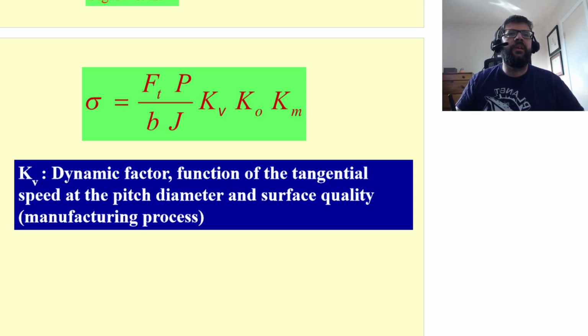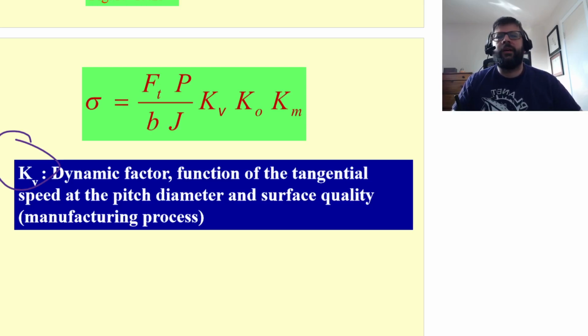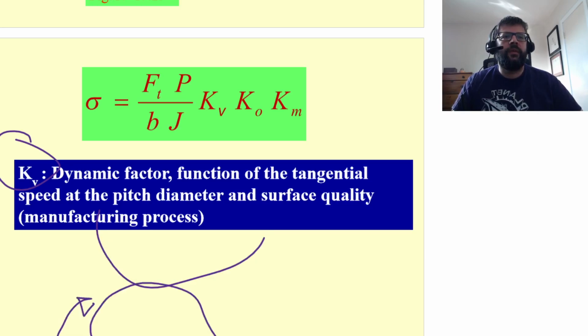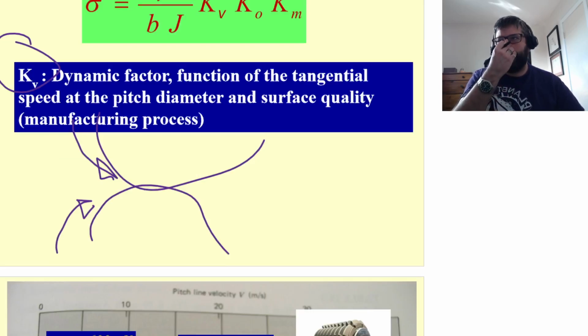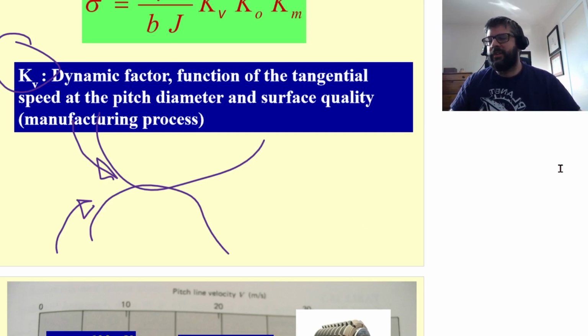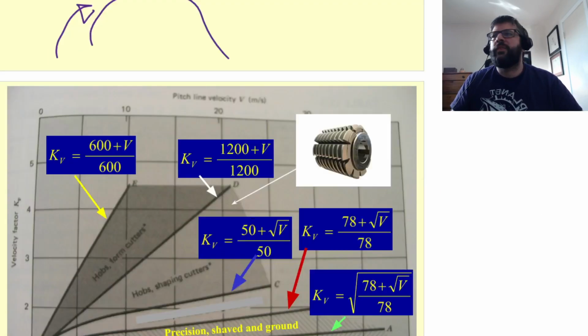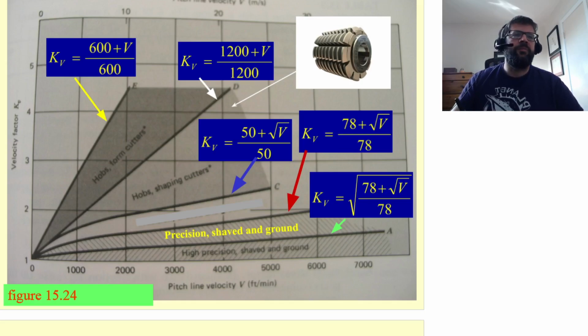We've got this Kv, the velocity dynamic factor, which is based upon the tangential speed. As we get the rotation, the teeth come into contact with one another, and if they're going really fast, that can be considered impact. Still relatively smooth impacts, but impact nonetheless. So that factor is a function of the pitch line velocity.